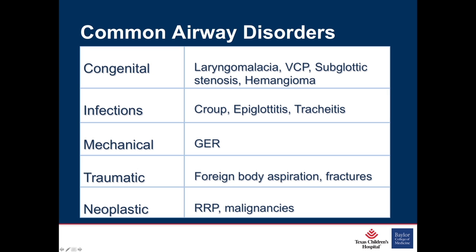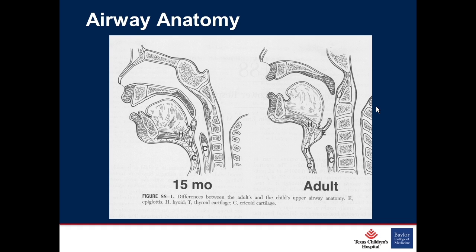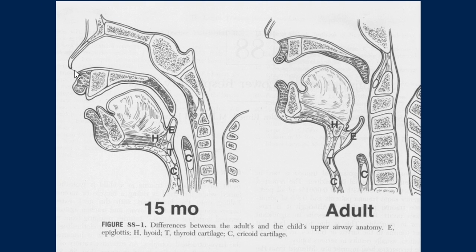And it is important when we think about the location of the airway disorder, we have to remember the differences in anatomy between a child and an adult. The airway problem can occur anywhere from the nose, for example, nasal stenosis or choanal stenosis or polyps, all the way down to the larynx and trachea, like tracheomalacia.